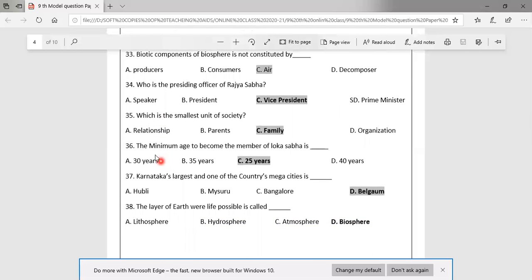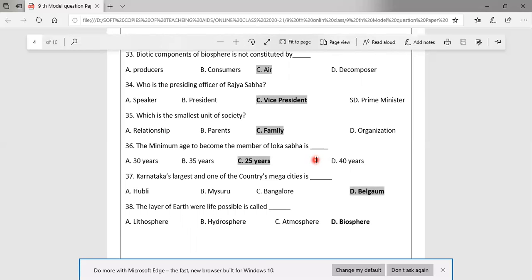36th question is, the minimum age to become the member of Lok Sabha is? Option A, 30 years. Option B, 35 years. Option C, 25 years. Option D, 40 years. Option C, 25 years is the right answer.